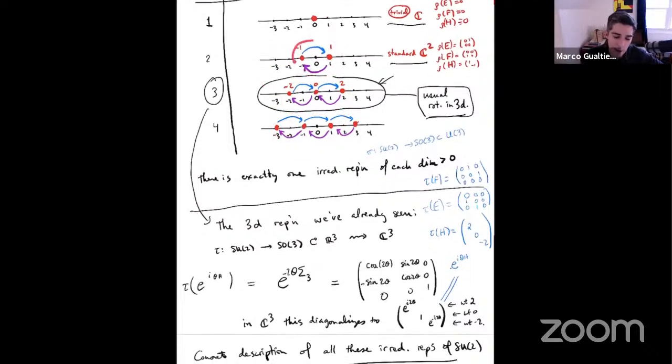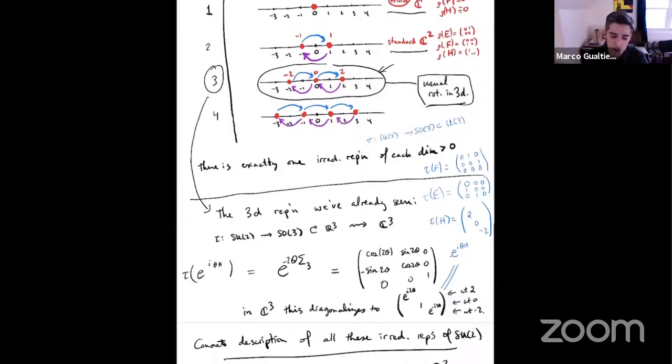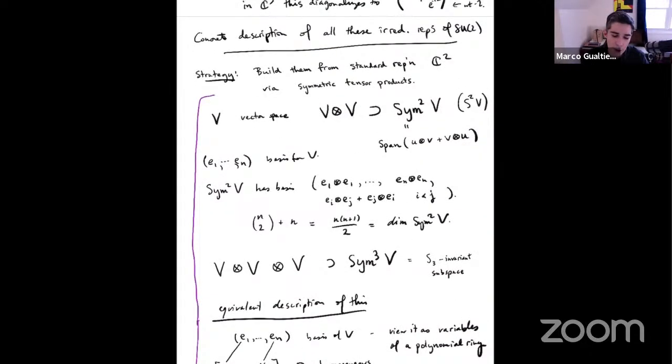So this is like the germ, the initial seed, which if you apply a certain operation, will produce all of the others by iteration. And that's a bit unusual. Normally you can't do that for general groups. So the strategy is that we're going to build them from the standard representation. And the way we do it is by using a certain functor, which is called the symmetric tensor product.